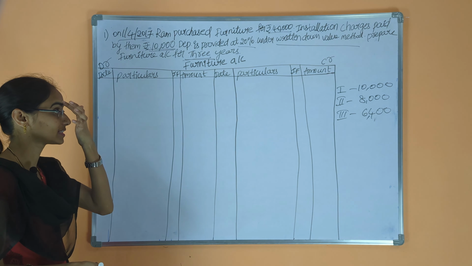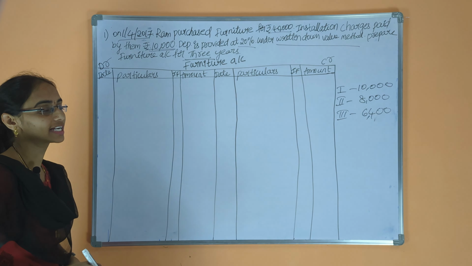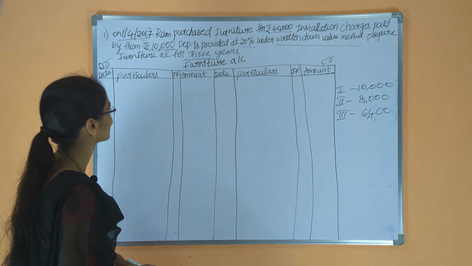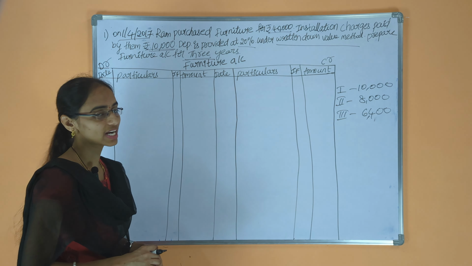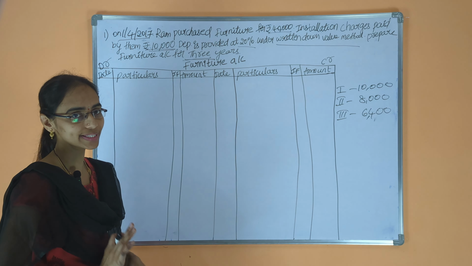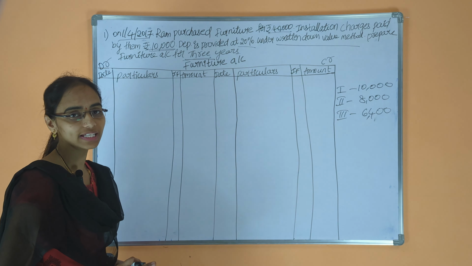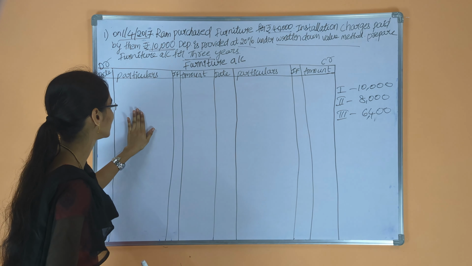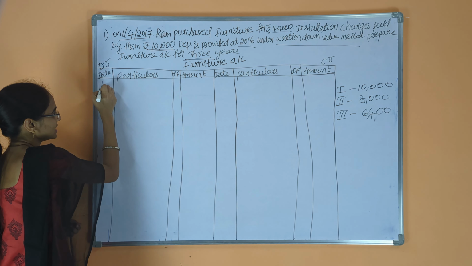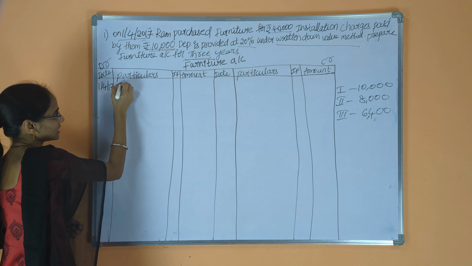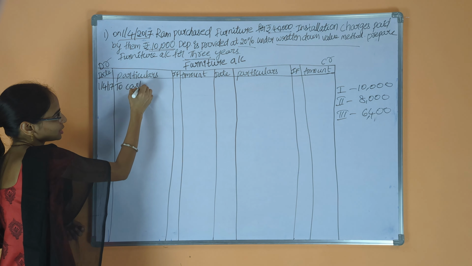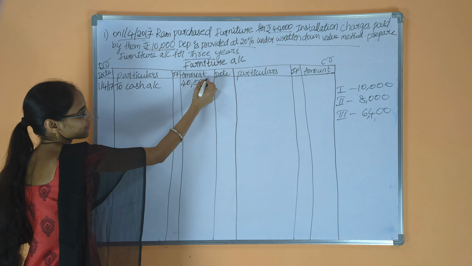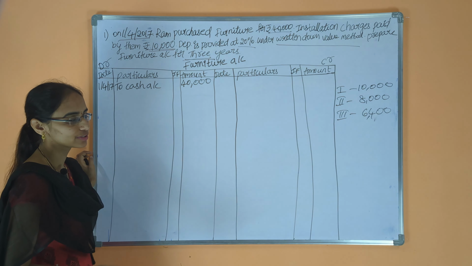When furniture was purchased, what is the entry? Furniture account debit to cash account. Next, installation charges paid. For that also, installation to furniture account debit to cash account. So in this both sides, furniture account is debit side. So on the debit side of furniture account, and the date is 1st April 2017, to cash account is rupees 40,000. For that, installation charges paid to the furniture.